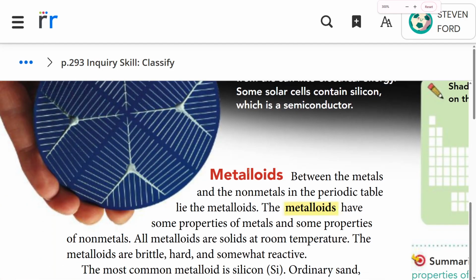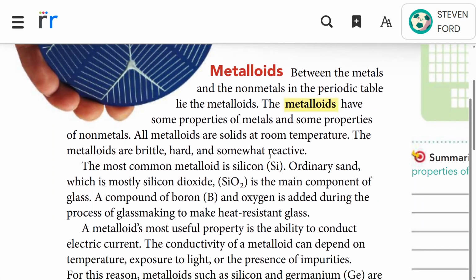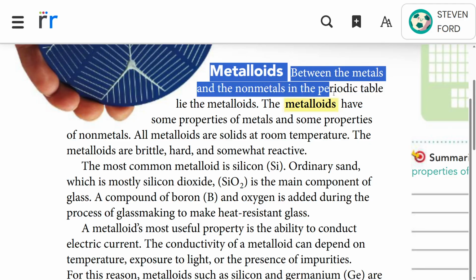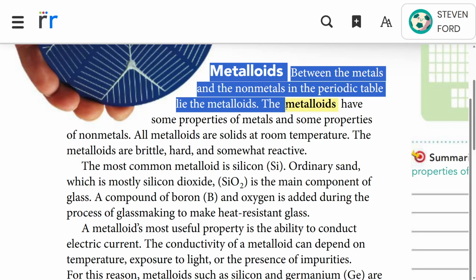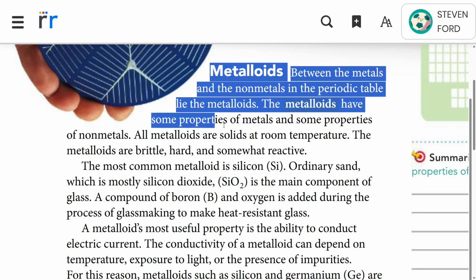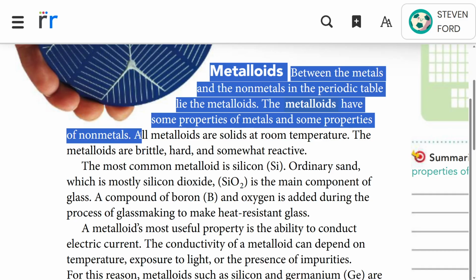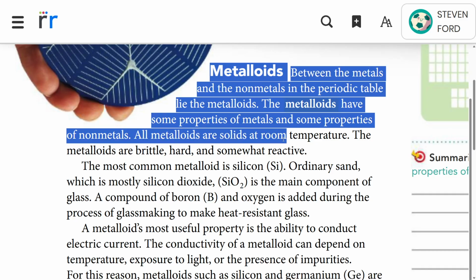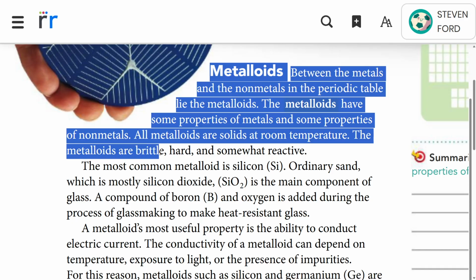Now, I have not highlighted anything in the metalloids group, so you're going to have to find this, but I will read it to you. Metalloids: between the metals and nonmetals of the periodic table lie the metalloids. The metalloids have some properties of metals and some properties of nonmetals. All metalloids are solid at room temperature. The metalloids are brittle, hard, and somewhat reactive.